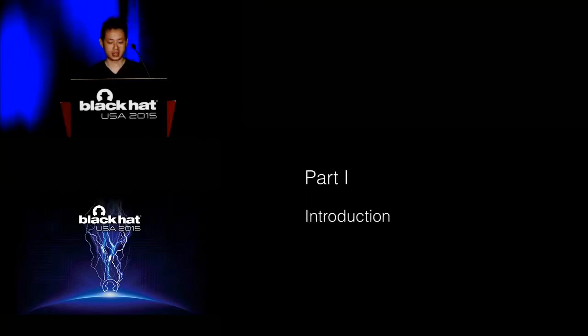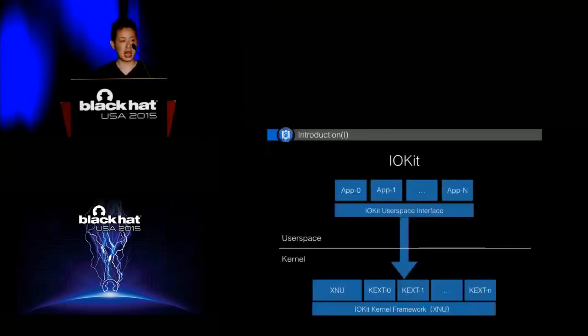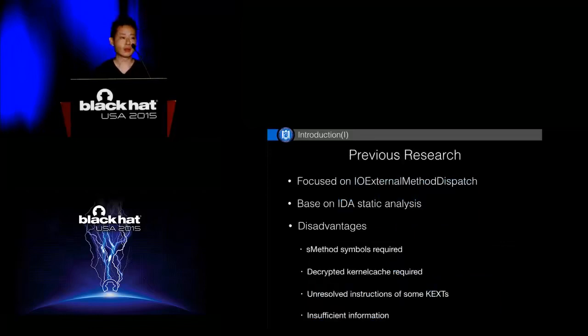Now the introduction. In iOS, IOKit is the bridge to connect user space and kernel. And also IOKit is the foundation to construct and link a kernel extension. So extracting information about IOKit in kernel extensions is crucial to fuzz IOKit in iOS. In previous research, information extraction is mainly focused on IOExternalMethodDispatch and relies on static IDA analysis.